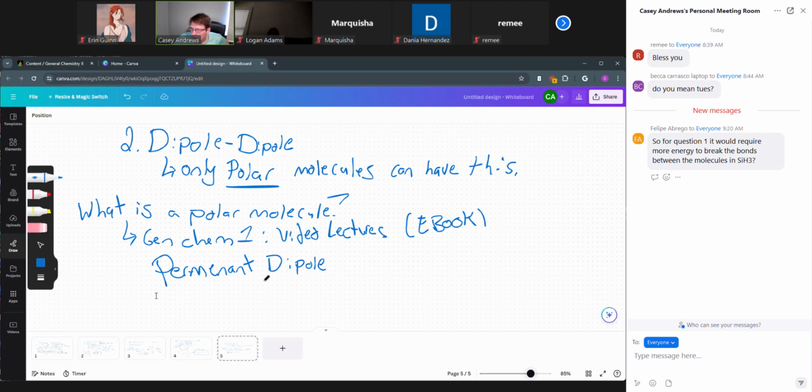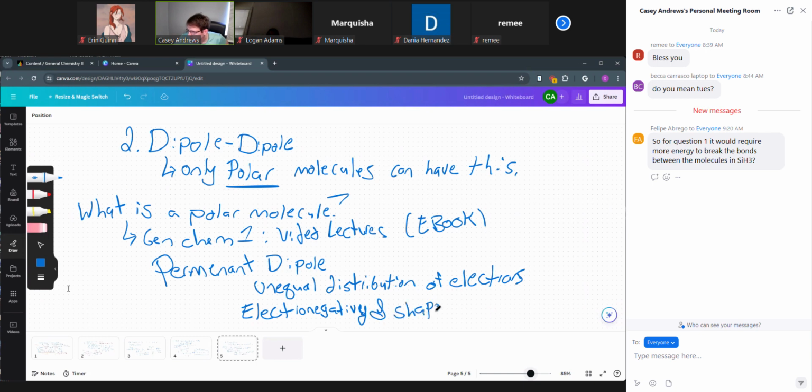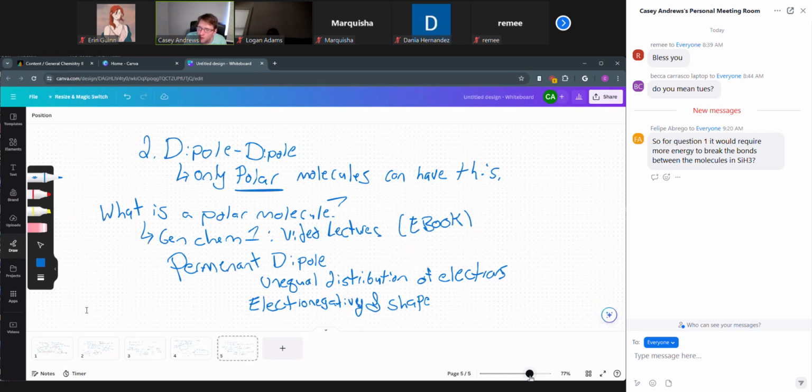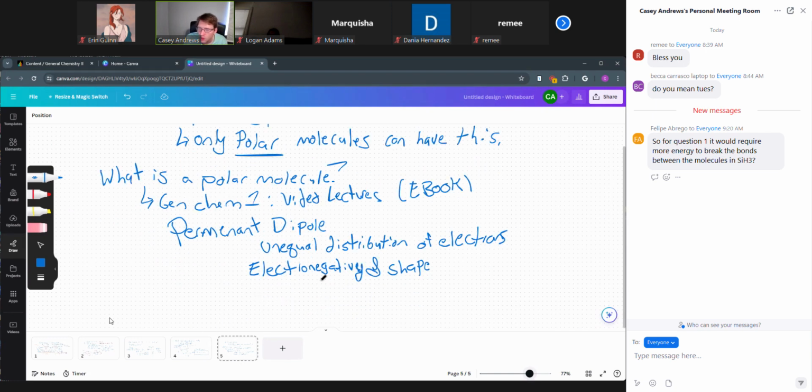That is, you have a permanent unequal distribution of electrons. And there are two things that determine this: electronegativity and shape. And so let's go down the rabbit hole a little bit more. So to have a polar molecule, I need to know electronegativity.